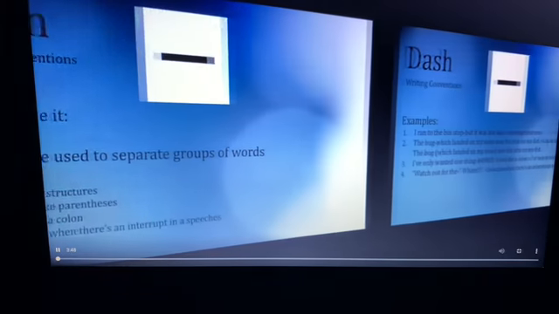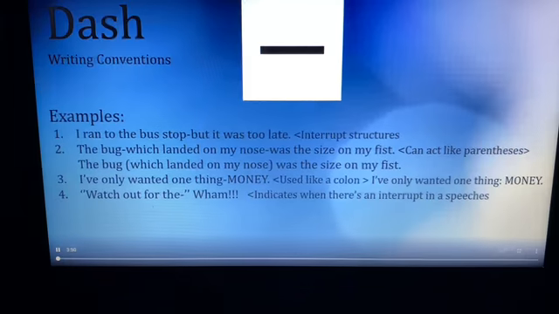Now, for example, to interrupt the structure, I ran to the bus stop, dash, but it was too late. The dash is there to interrupt that he ran to the bus stop, to say that he was late.